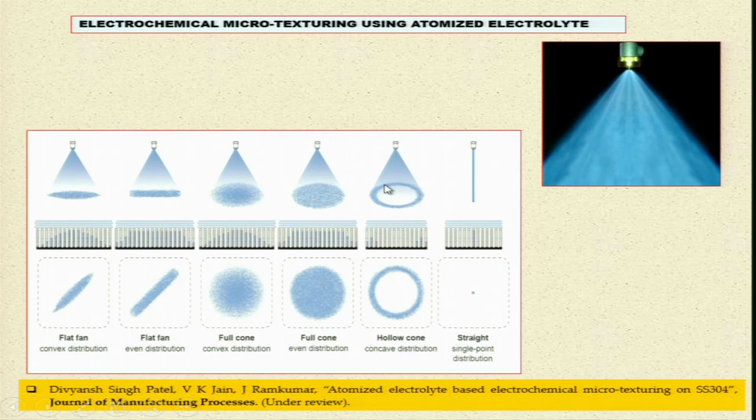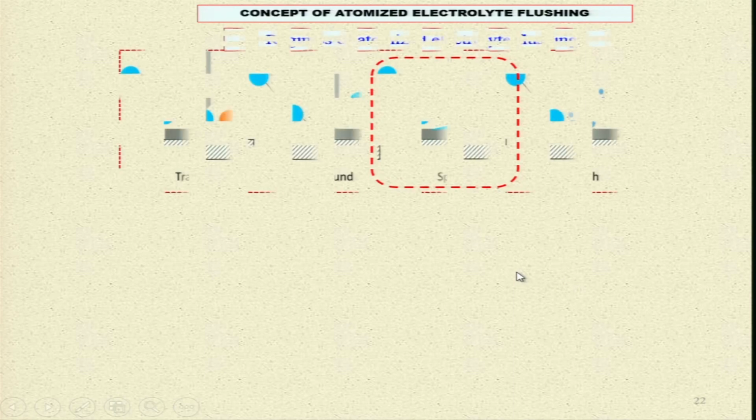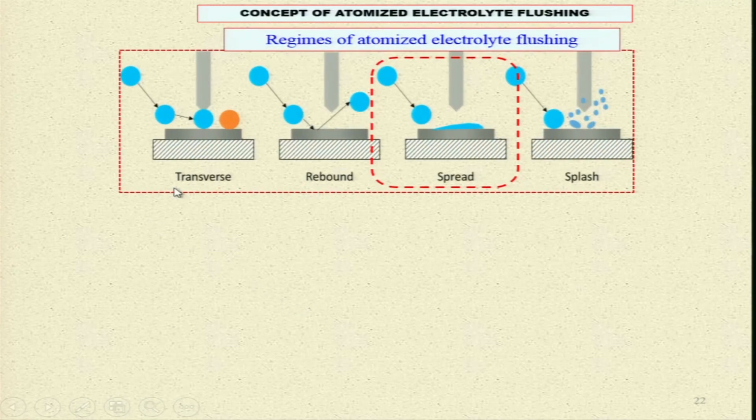You can see here the electrolyte is only on the outer periphery, the hollow part is in between, and there is no electrolyte over here. So, it will machine only from this area, and this area will remain unmachined. This is very important and useful. And then you have straight single point distribution like this. So, this is another way. The concept of atomized electrolyte flushing, how does it work? Let us see. Transverse motion is there, these are the electrolyte droplets, this is the tool, here is the workpiece, and this is moving, and whenever it is in contact it is working over there.